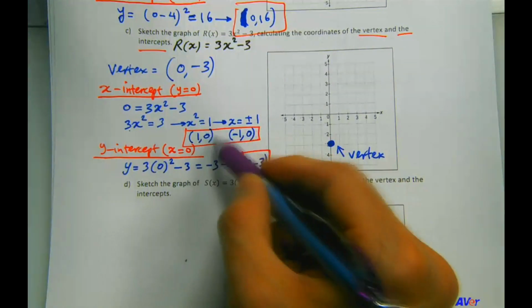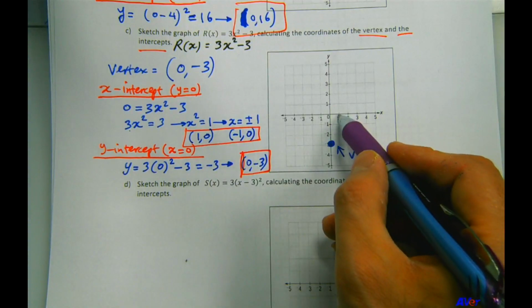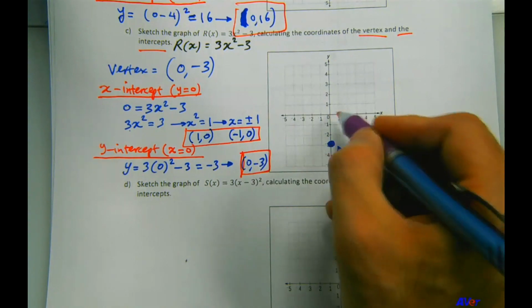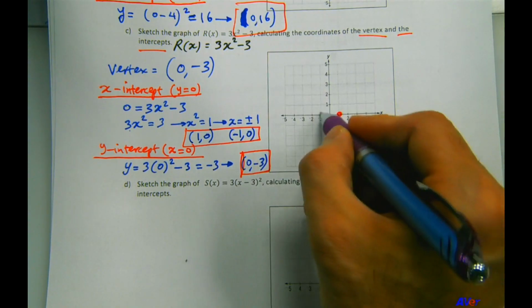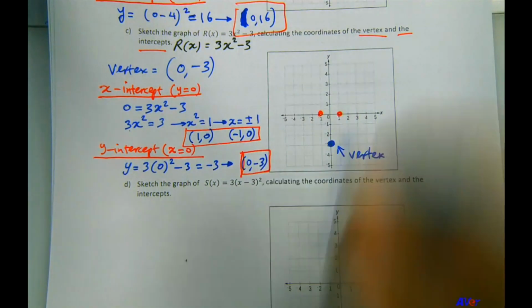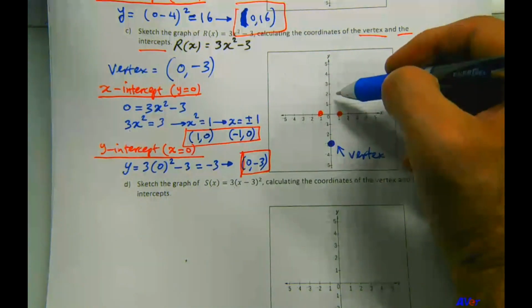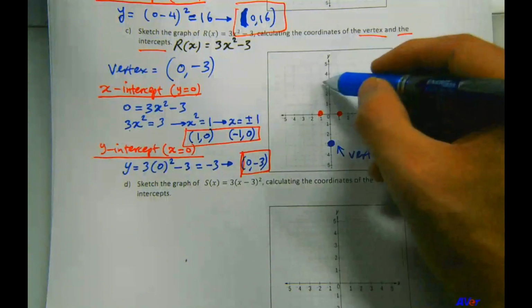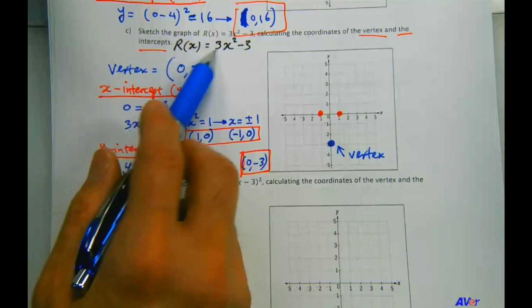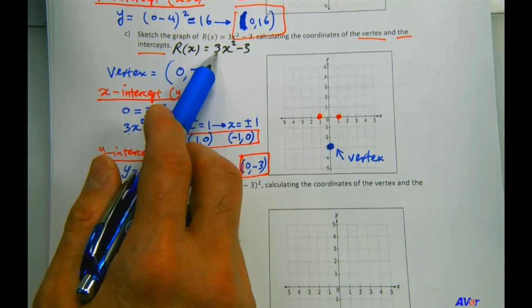Okay, so let's plot these two x-intercepts. That would be (1, 0). One of them is here. The other one is (-1, 0). That would be here. And this is going to be a stretched or sharp quadratic graph, right?